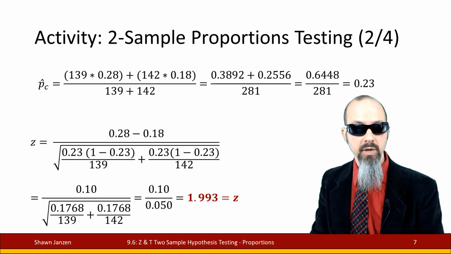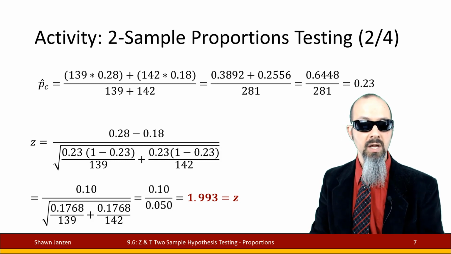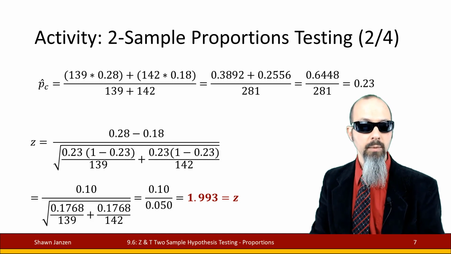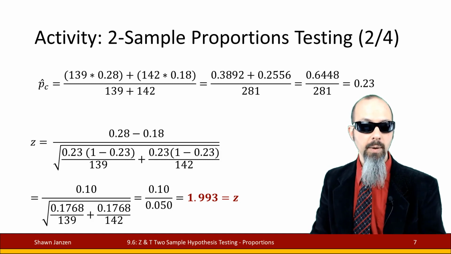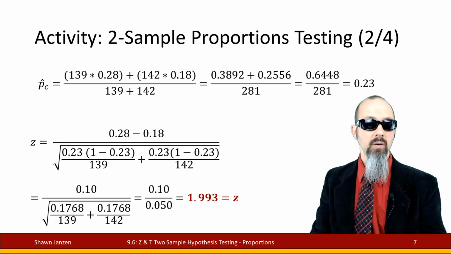I take that 0.23 and I reinsert it into the denominator area where I'm calculating the standard error of the difference. I'm also going to plug back in the N1 and N2 sample sizes of the groups. I'm also going to, up in the numerator, put in that 0.28 and 0.18 for the two proportions for men and women, and I'm going to work the math through, and I'm going to come up with a z-score of 1.993. So then we have to figure out, where do we go from here?